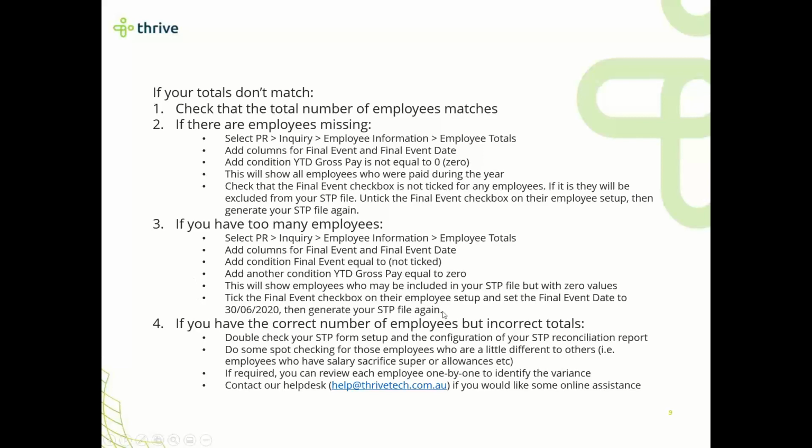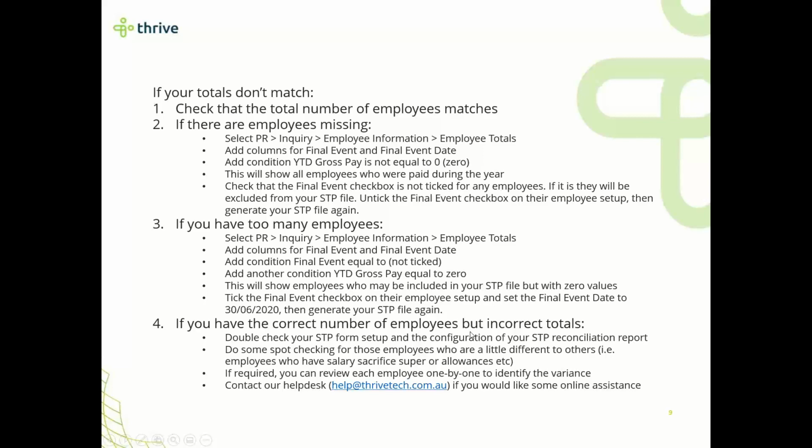But to generate that final file, if you don't want to include those $0 employees, just go in and tick the final event checkbox and put last year's end date in there. So if you put 30 June 2020 with the final event checkbox ticked, then that way, done and dusted, they're not going to be included in this year's STP file.